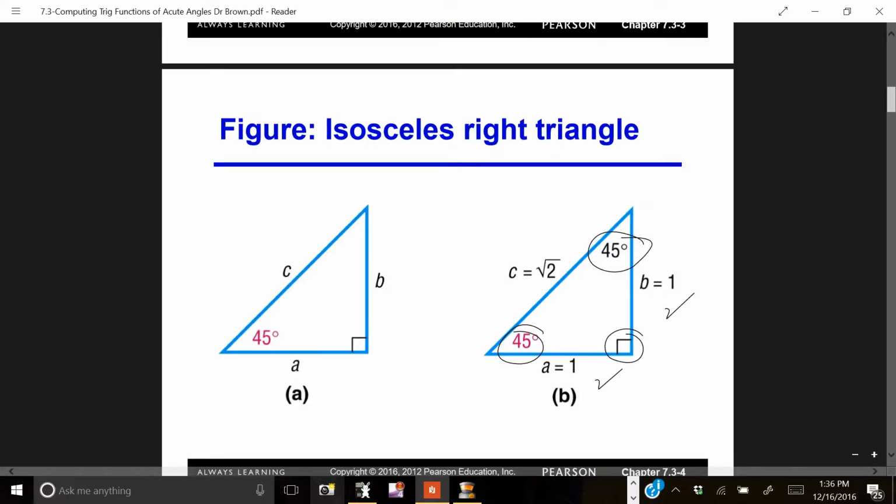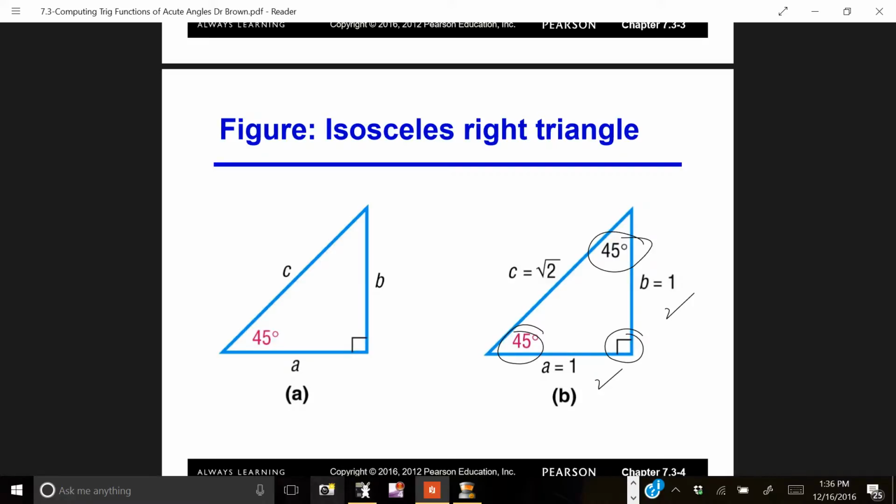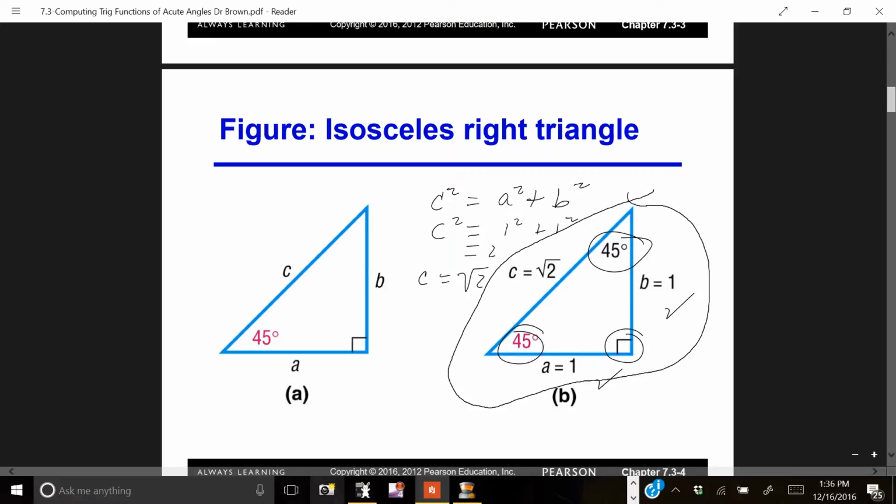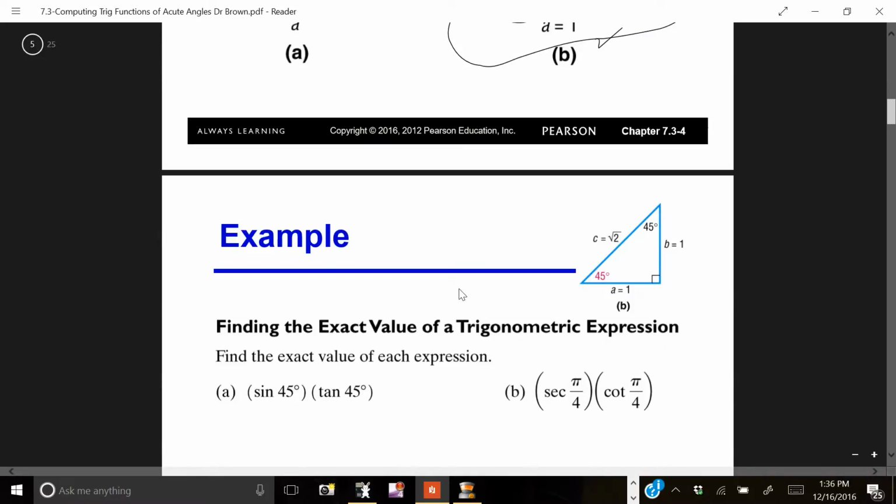That would be an isosceles right triangle, and then use the Pythagorean theorem to say that c squared is equal to a squared plus b squared. So c squared equals 1 squared plus 1 squared, equal to 2. So c, the hypotenuse, is the square root of 2. So now we have a triangle with all 3 sides calculated, and now we can calculate the value of the trigonometric functions.